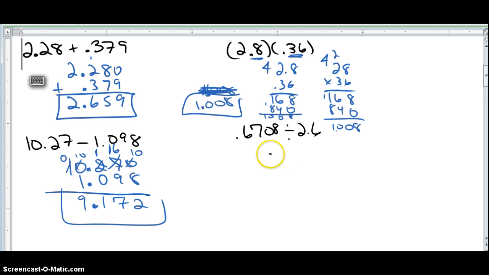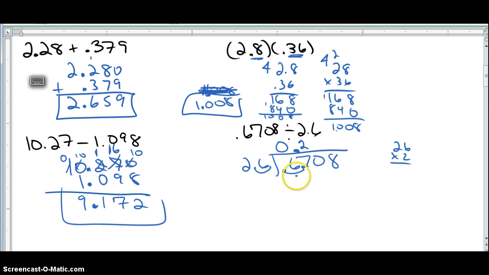All right, division. I'm going to put the first number in the little house thing, and the other one here. I'm going to multiply them both by 10. Your goal is to get this to be a whole number, so I'm going to multiply this by 10 and that one by 10. So the decimal point goes there. 26 doesn't go into 6. It looks like it goes into 67 twice. And if you take 26 times 2, that's 52.